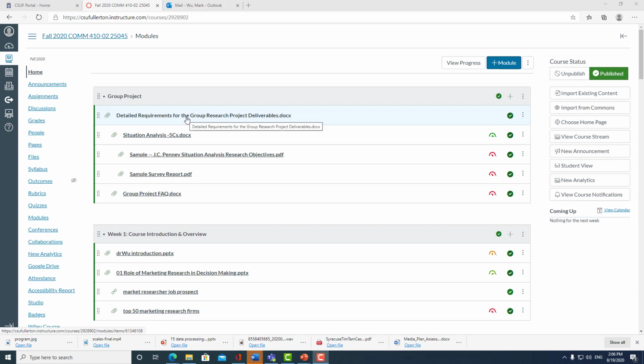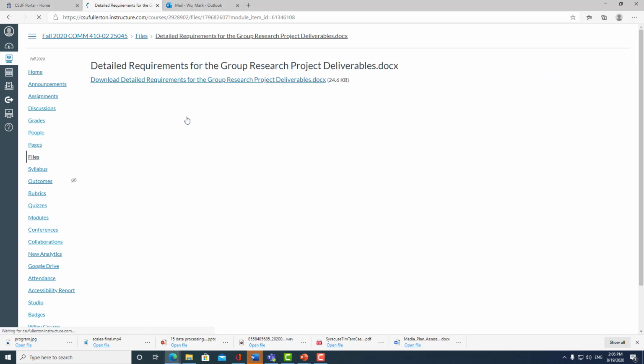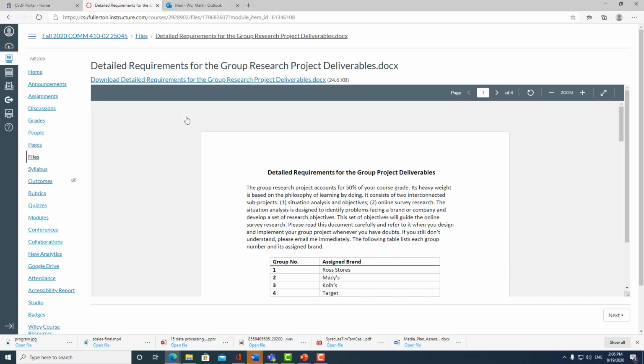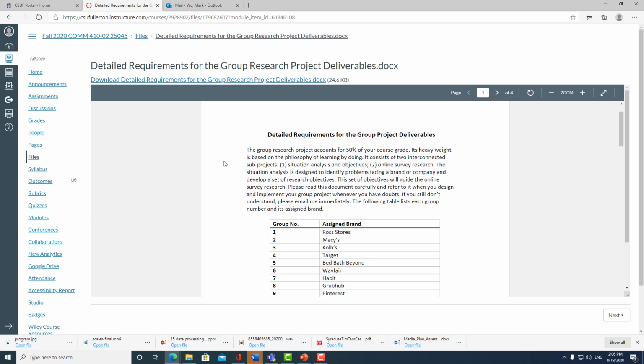So I'm going to go to this detailed requirements for group research project. I open this document, and then I just explain what's going on with this research project. As you can see, the research project accounts for a big chunk of your grade. Half of your grade comes from the research project. It's a group project, and I believe that it can be done even with asynchronous online teaching.